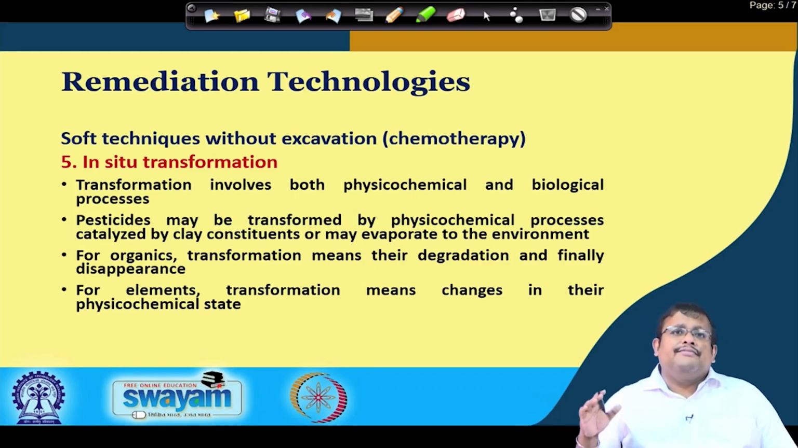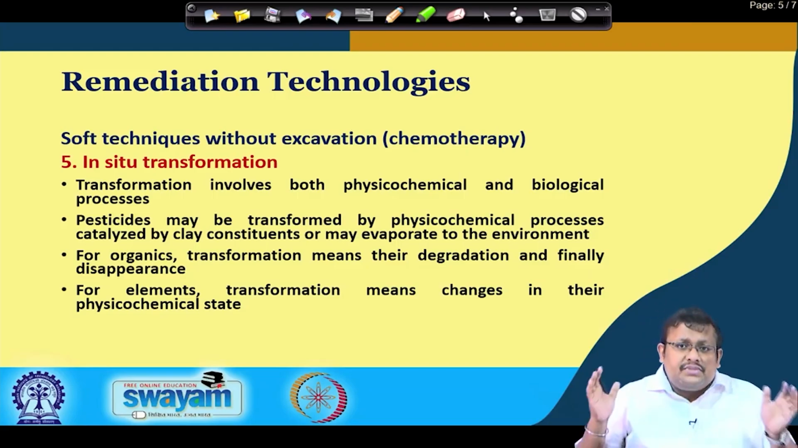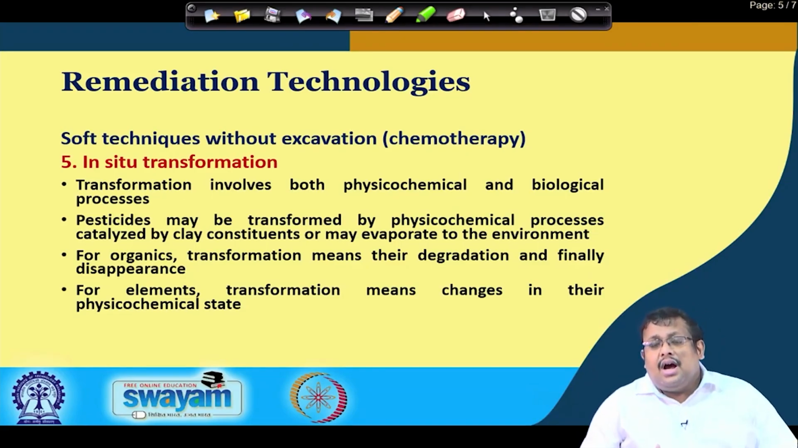So, these are all 5 different in situ chemotherapy or soft techniques without excavation, which are different from the hard techniques. A remediation measure for any pollution can be designed with the help of these remediation techniques, and there are different types of techniques you have learned, thermal techniques and then biological techniques. Depending on the condition and on the cost of the technique, you can select the best technique for further remediation measures.